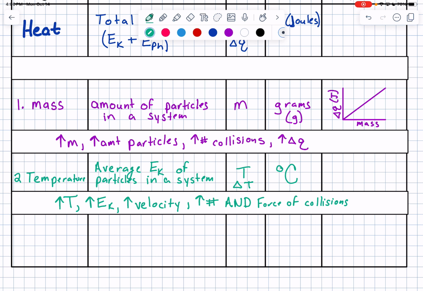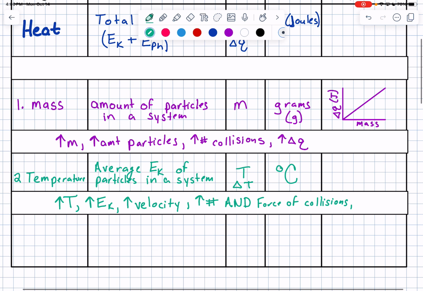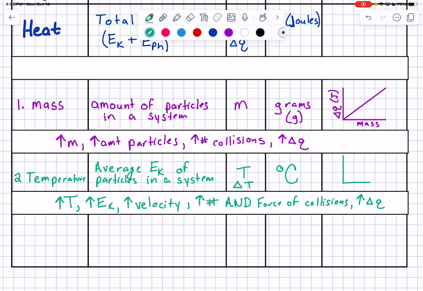And so my number and force of collisions increases, which means I'm going to have a higher change in heat. And so then with that, that means that for my graph, I'm going to have my temperature is what I'm changing in degrees Celsius. And as a result, my change in Q is going to change. And so the more temperature I have, the more collisions, or the more kinetic energy, the more velocity, the higher number and force of collisions, which means my Q is going to increase. So that's going to be another direct relationship.